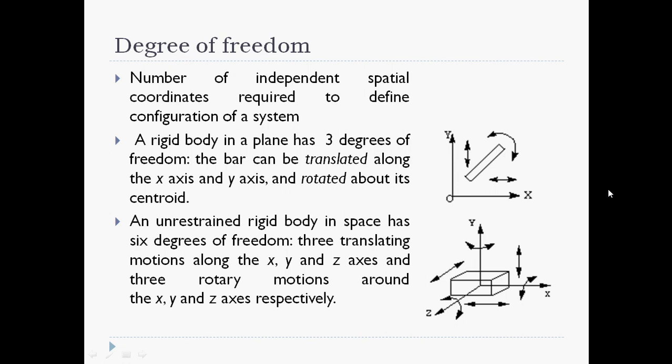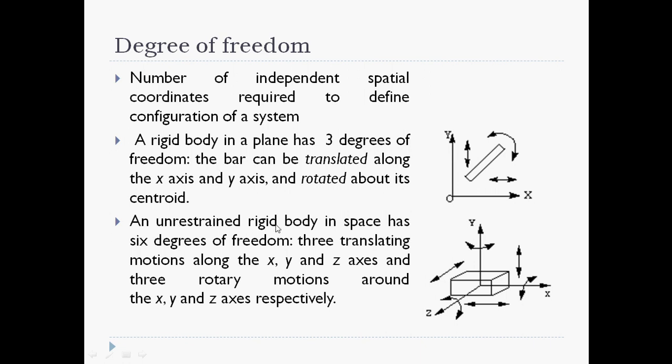Next is degree of freedom. Degree of freedom is the number of independent spatial coordinates required to define the configuration of a system. In order to determine the degree of freedom, we must consider how many distinct ways the given object can be moved. For example, a rigid body in a plane like this can be moved in three ways. It can be moved in the x direction, in the y direction, and can be rotated about the centroid. So it has three motions permitted, so it has 3 degrees of freedom.